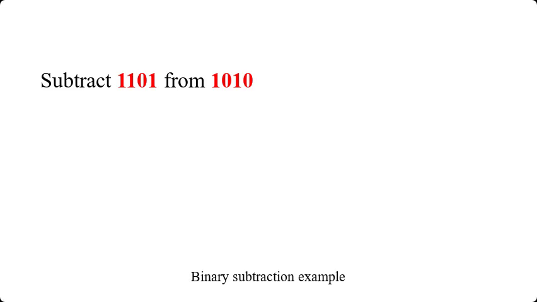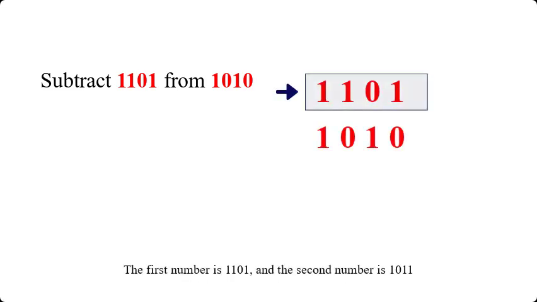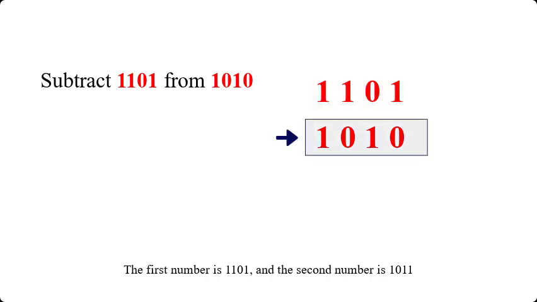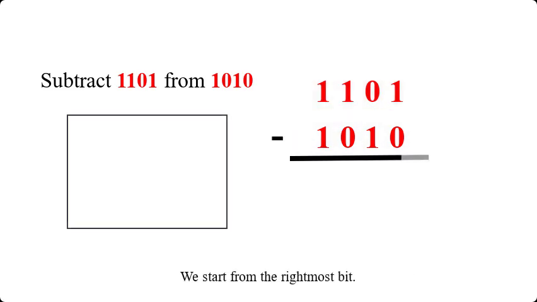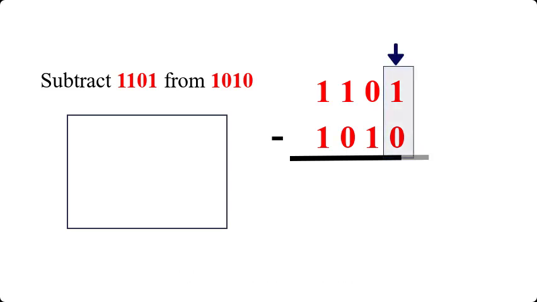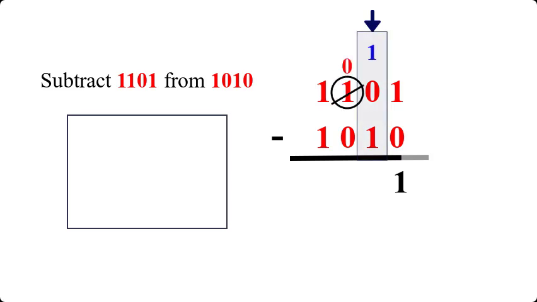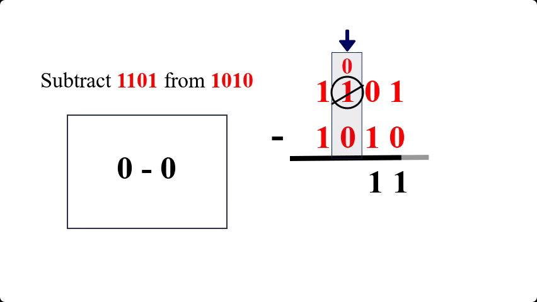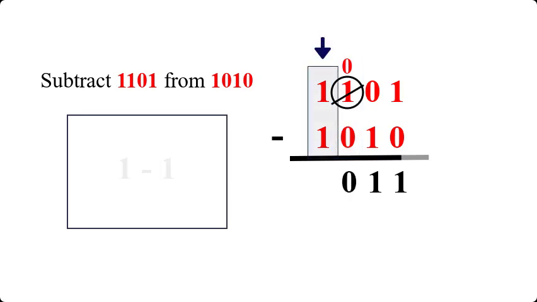Binary subtraction example. The first number is 1101, and the second number is 1010. We start from the rightmost bit. 1 minus 0 is 1. Then, 0 minus 1 requires a borrow, so we borrow from the next digit to the left. Let's go step by step. 0 to 1, borrow 1, becomes 10 minus 1 is equal to 1. Next, 0 after borrowing, 0 minus 0 is equal to 0. Leftmost, 1 minus 1 is equal to 0. Putting it all together we get 0011.